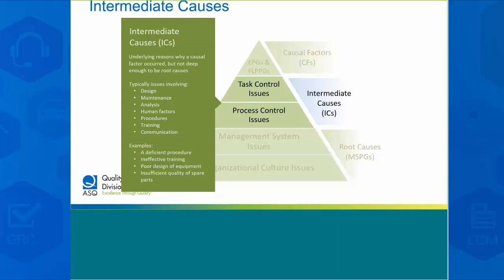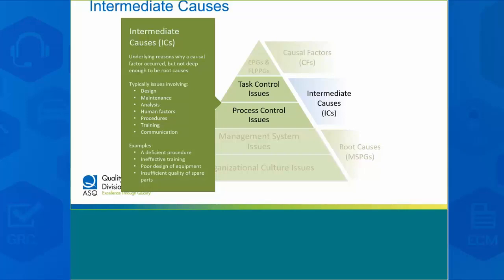So let's go lower in the triangle, okay, to the intermediate causes. There are underlying reasons why a causal factor occurred, but they're not deep enough yet to be a root cause, okay? They're an explanation of the causal factor, but it doesn't get us down to a management system performance gap. So intermediate causes typically involve design, maintenance, analysis, human factors, procedures, training, and communication.